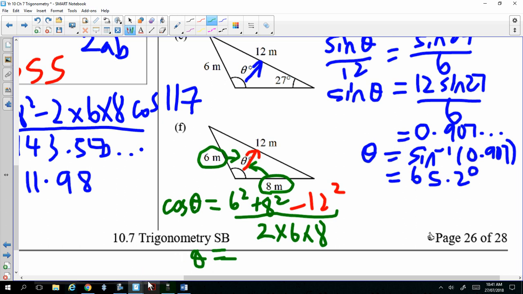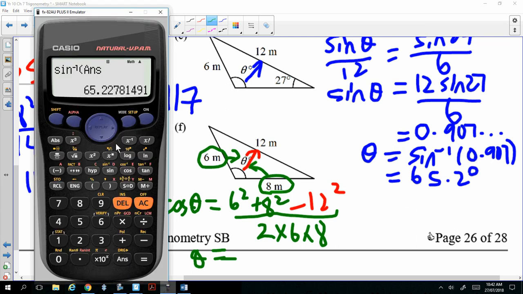Okay, we did the first page with all the different triangles you can work out. This is a very important summary page. Make sure you look at it again. So we've got 6 squared plus 8 squared minus 12 squared over 2 times 6 times 8. Bang. Now, if it's negative, what does that indicate to you? Must be obtuse. Yep. So if you do shift cos of this answer, you get an obtuse angle as expected.